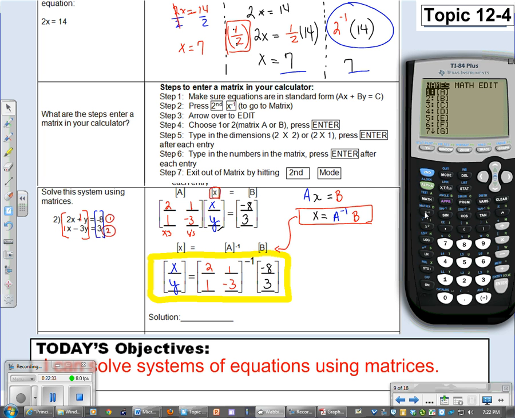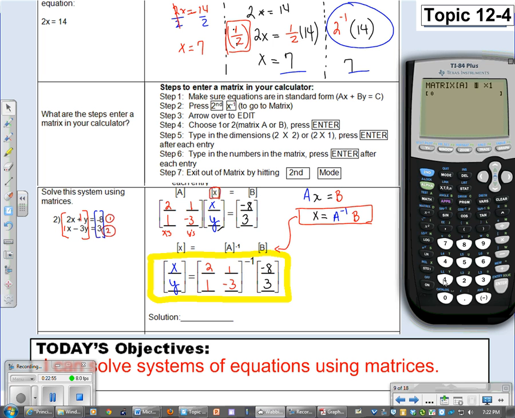Now we're going to scroll over to edit. It's kind of like stat. We have to put in our information before we can use it. So edit means I'm going to input that information. I'm going to choose number 1 for matrix A and then choose 2 for matrix B. So let's start with matrix A. Number 1 is matrix A.